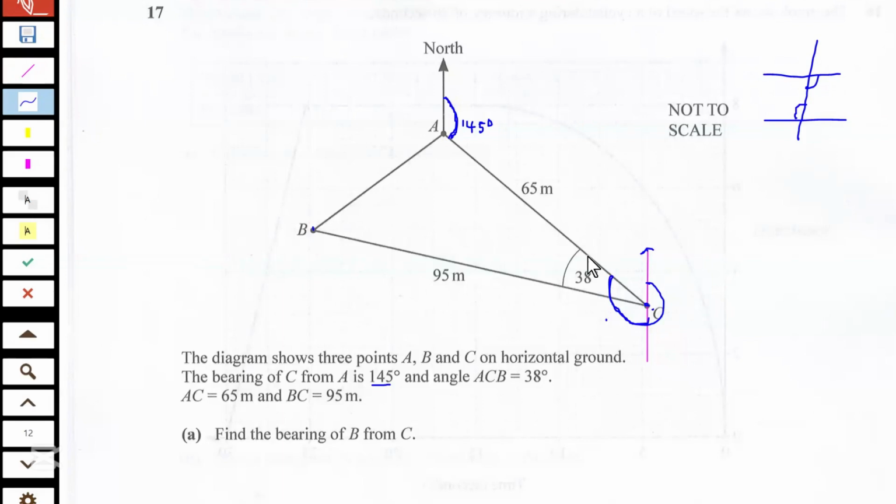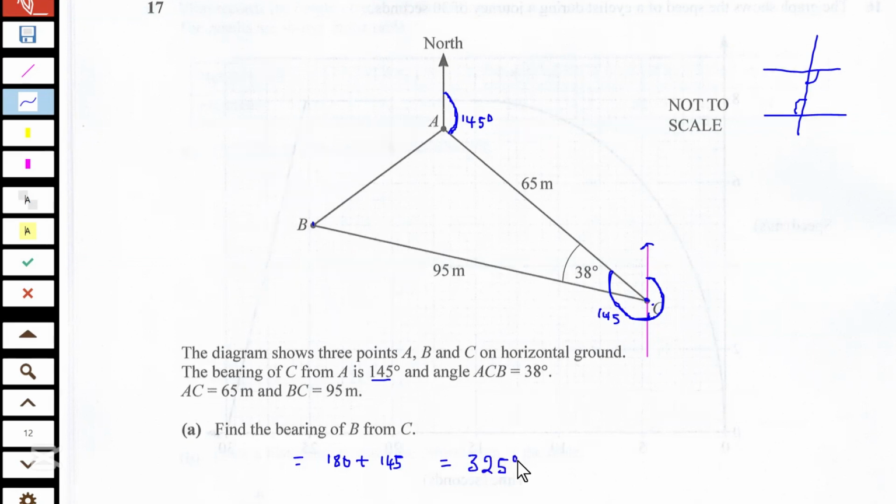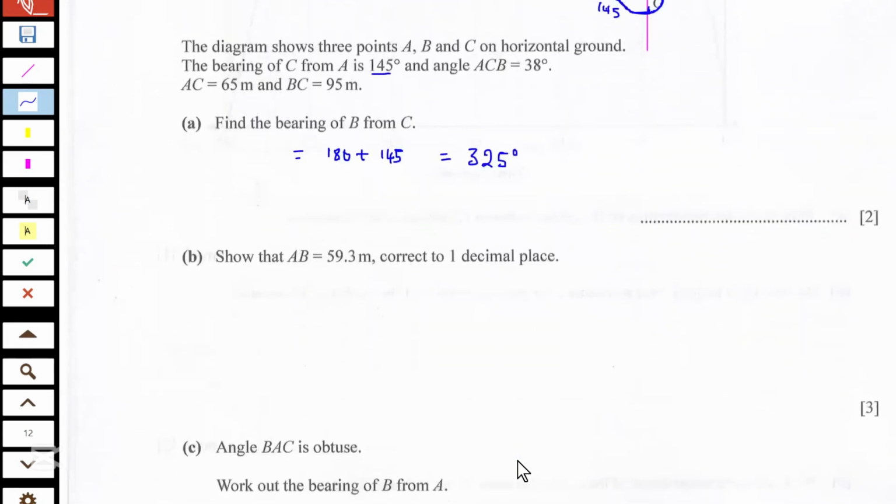So if this angle is alternate to this, it means the whole of this is 145 degrees. And what is left here is 180 degrees. So we're going to now say the bearing will be equal to 180 degrees plus 145 degrees, and that should give us 325 degrees. So the bearing of B from C is 325 degrees.